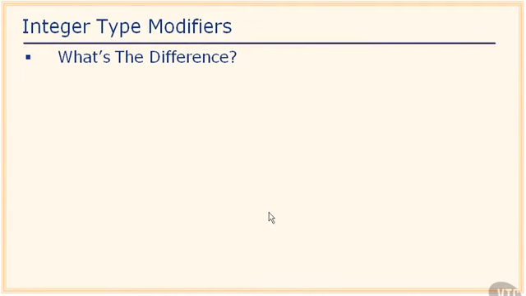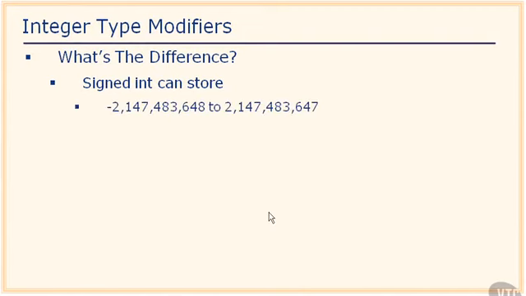Now, I know what you're thinking. What's the big deal? What's the difference here? Well, let's talk about it this way. The signed integer can store positive and negative numbers. So really what it does is it splits the total it can store right down the middle. You'll notice the negative one can go one more, and it stores from negative 2,147,483,648 to positive 2,147,483,647. All right, so we're just kind of splitting it right down the middle.